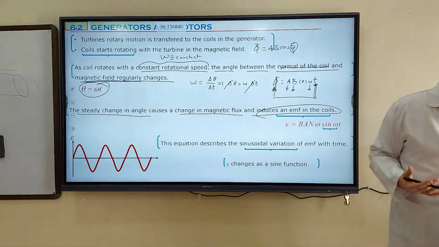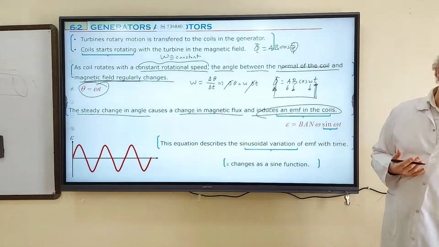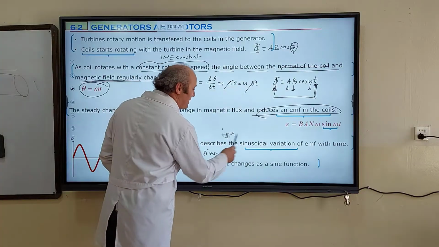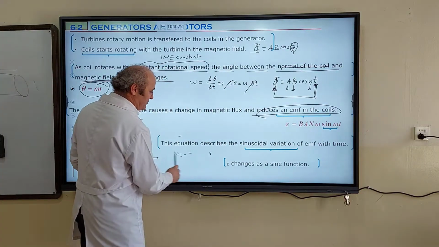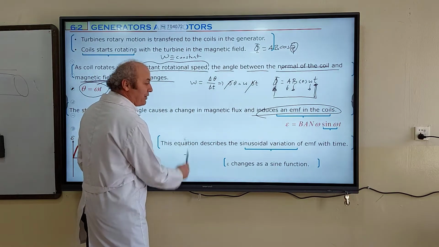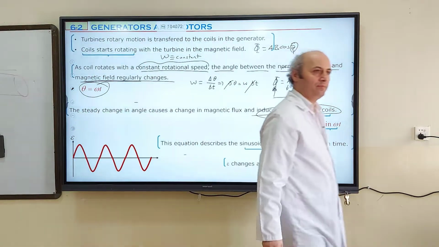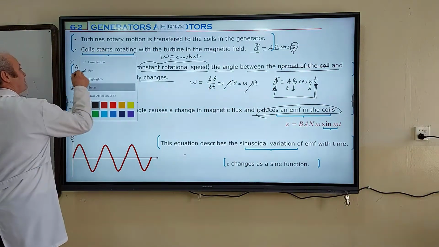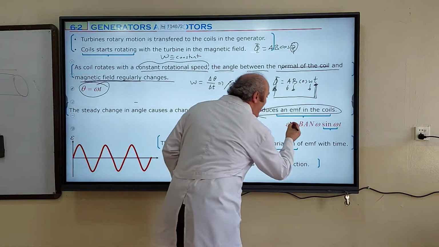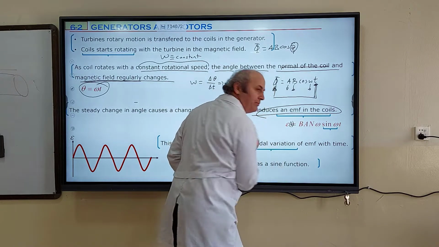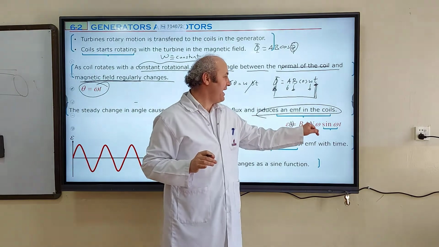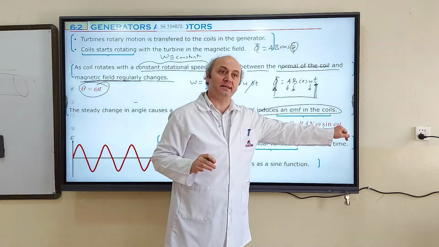But we should be able to write an equation for the induced EMF. We can write it. When we differentiate the magnetic flux with respect to time, we will get an equation. This is the equation we get. This equation depends on time as well. It's a function of time, which is BAN omega sine omega t.